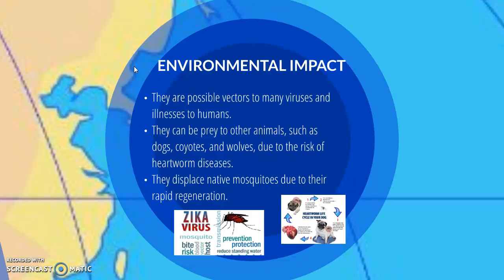And then they also displace native mosquitoes due to their rapid regeneration. So they are displacing native mosquitoes in the particular area, decreasing the biodiversity. And then if the invasive mosquitoes continue to reproduce at their fastest rates, it can eradicate other species of mosquitoes.